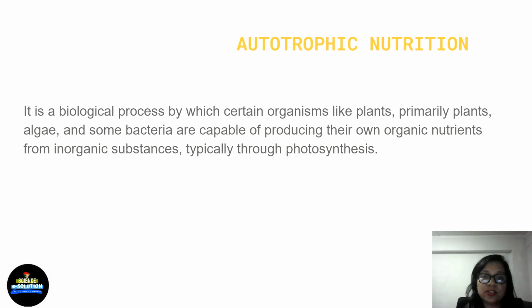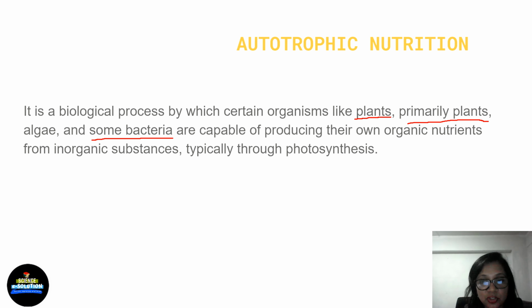Let us get into the details of this topic, autotrophic nutrition. There are basically two different modes of nutrition: one is autotrophic and the second one is heterotrophic. Autotrophic nutrition is a type of nutrition in which certain organisms like plants, primarily, we call plants the autotrophs, but apart from plants, there are some bacteria. Algae also, but algae also come in the plant category. There are some bacteria which are capable of producing their own organic nutrients from inorganic substances.